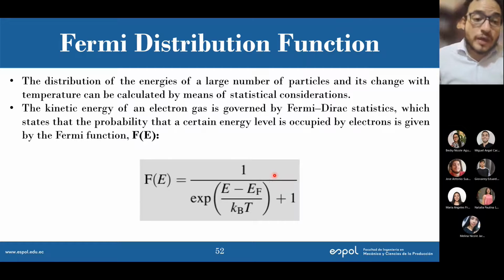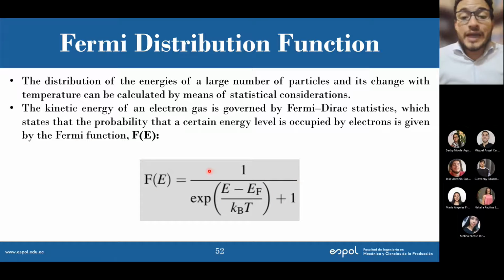And you see here maybe a couple of new terms. You see this EF term here. Well, that's the Fermi energy. And this KB, I'm sure you've seen it before. What's this KB term, guys? I think somebody already said that last class. Boltzmann constant. It's the Boltzmann constant, right?